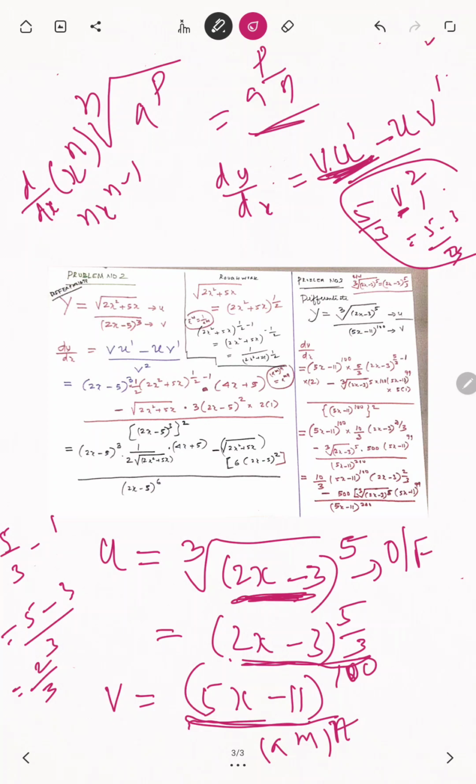Then what happened? In mathematics, always the constant number value you have to keep in front. That's why 10 by 3, 5x minus 11 power 100 as it is, 2x minus 3, 2 by 3. Copy and paste. Again minus. Nothing, just put this 500 here, that's all. Cube root of 2x minus 1 whole power 5 into 5x minus 11 whole power 99. Now everything is successfully over. By v square also, it's very easy. 5x minus 11 whole power 100 becomes 5x minus 11 power 200, applying the laws of indices rule, a power m whole power n.